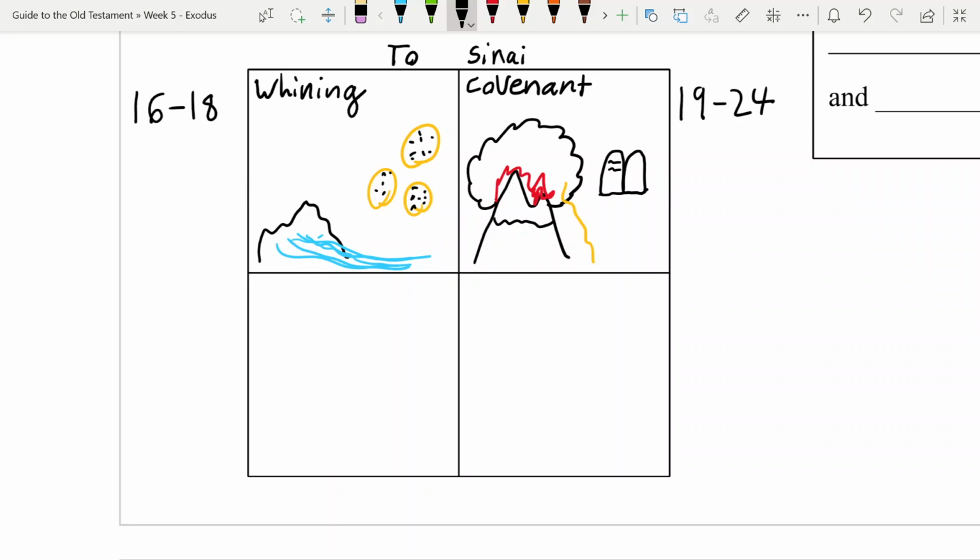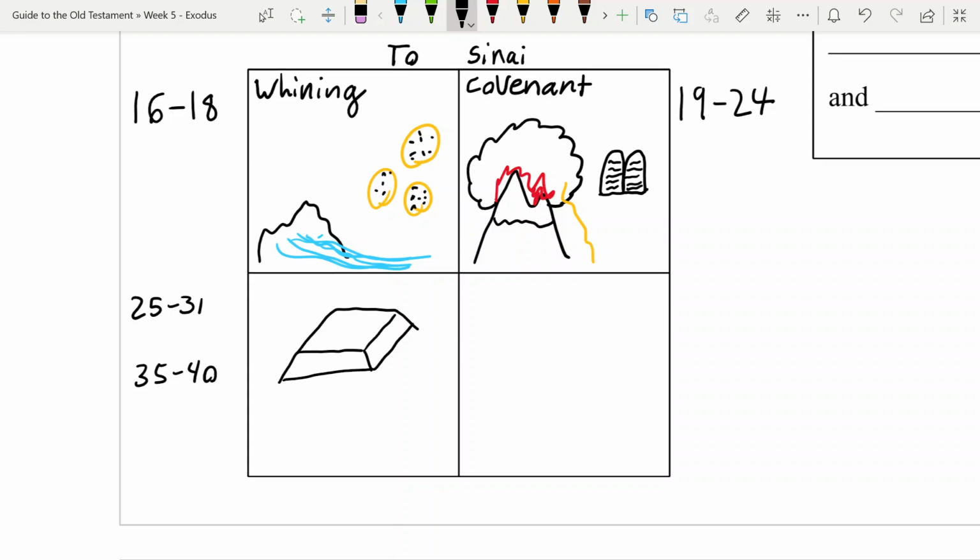Okay. And in chapter 24, they seal the covenant and agree to the covenant. Moses splatters the blood of a sacrifice on them, and it's official. They're in a covenant with God. Now, the next thing that happens is in chapters 25 through 31, and then he comes back to it in chapters 35 through 40. And this is the instructions that God gives for building this tent, the tabernacle.